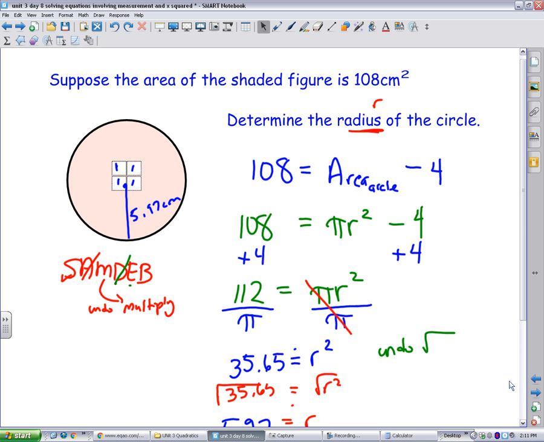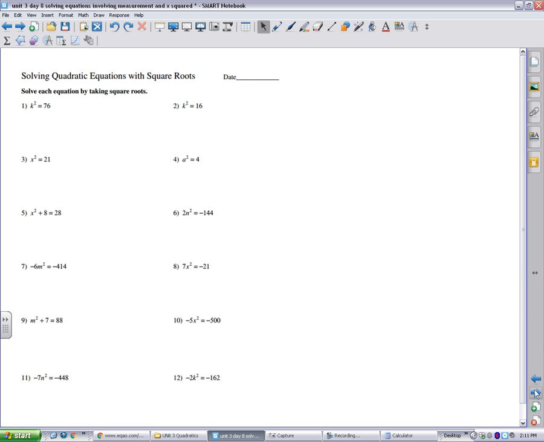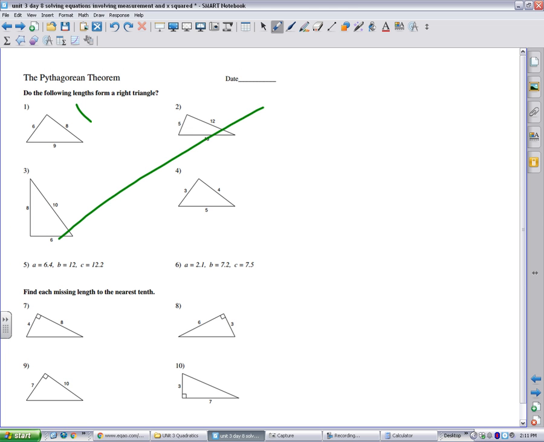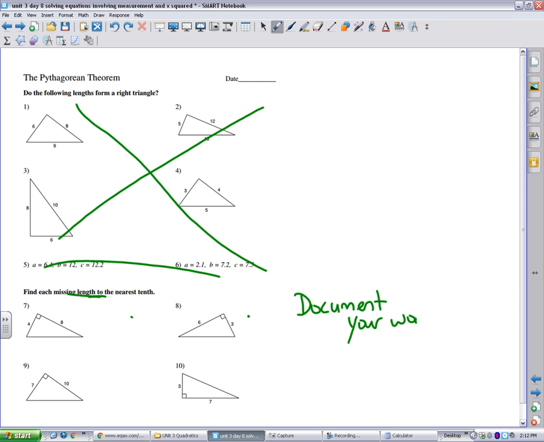So what are you going to practice? Well, we have some Pythagorean theorem practice. I do not want you to do the first 6. We're going to start with finding the missing length using Pythagorean theorem for several of these. Document your work. If you're doing it on a whiteboard, or you can do it on Explain Everything and share it with me. So document your work. And we're just doing this until confident.